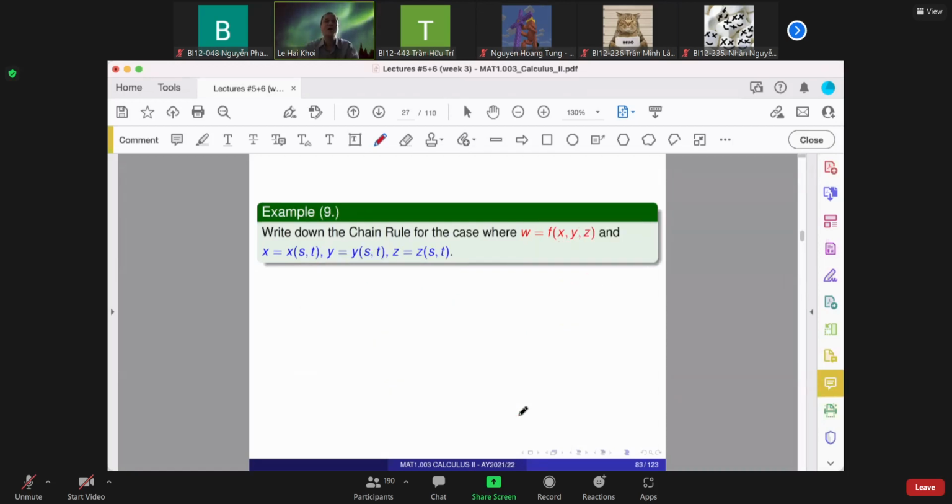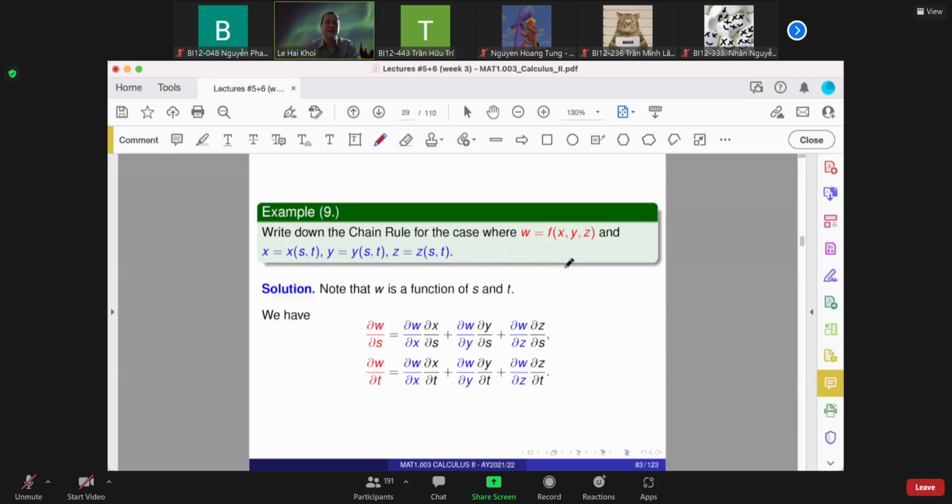Okay. How about the other case? A function of three variables, but each variable is a function of only two variables, s and t. So then you have the partial derivative with respect to s and with respect to t. And for each case, because x, y, z have equal roles, you should have their own partial derivatives and then multiply by the derivative of x, y, z with respect to the variable you want to differentiate, s or t, then you get the answer, right?